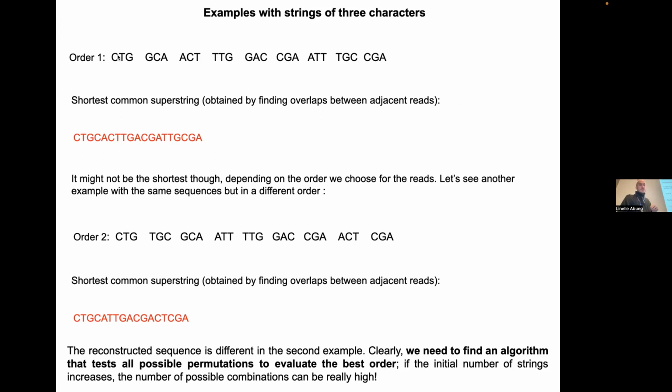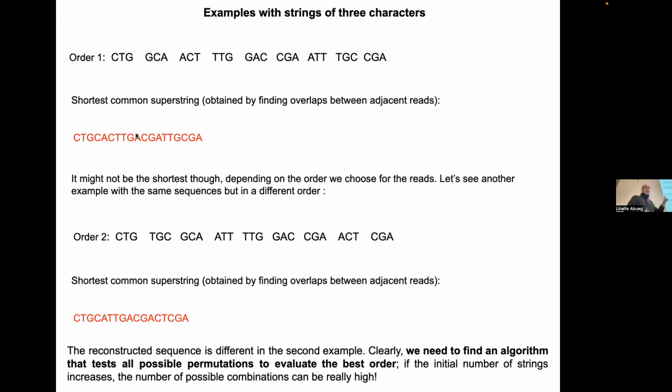Imagine that you start from the left. CTG is the first sequence, but there is an overlap between this G and this other G. So we collapse them, and we have only one G: C, T, G, and then CA. Then there is another overlap here, which is another A, so we skip that A, and then we add CT. And then again, T is overlapping with T and so forth. So this will be the shortest common superstring.